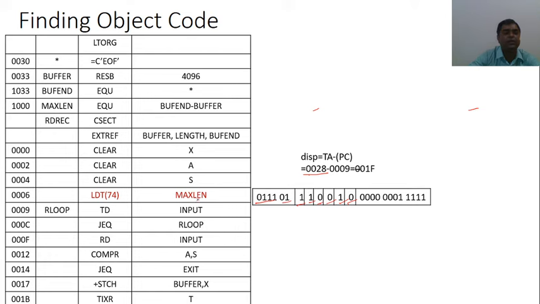Then what will be the value of maxlen? That becomes 0, because I don't know the value. In that case, it was not possible for me to find out the value of maxlen, because maxlen was referred here, not defined. But here it is not the case. Maxlen is defined in this control section only. That's why I am using the value of maxlen as 0028 and the content of PC.